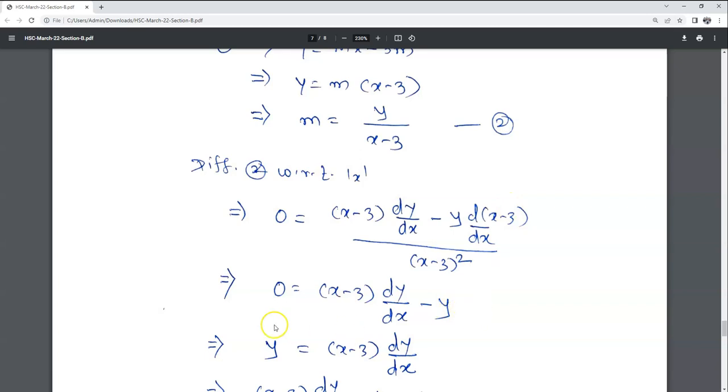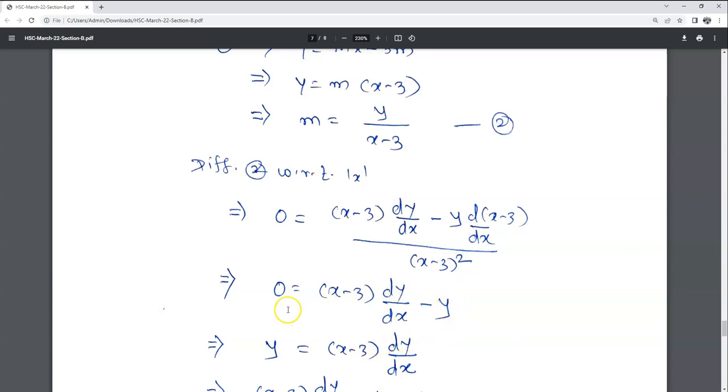So y into 1. Why haven't we kept anything on the denominator? Because when this denominator goes on this side, that will become 0, right? Or maybe since the answer is 0, it will only be possible when the numerator is 0. So that's done. This is gone and this is reduced to (x minus 3) divided by dx minus y.